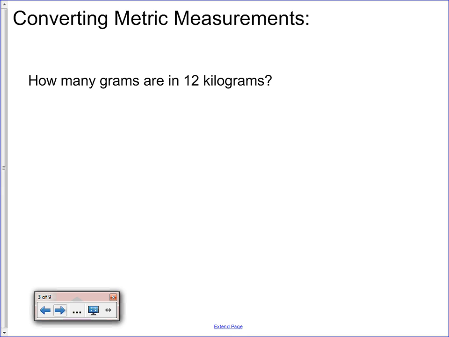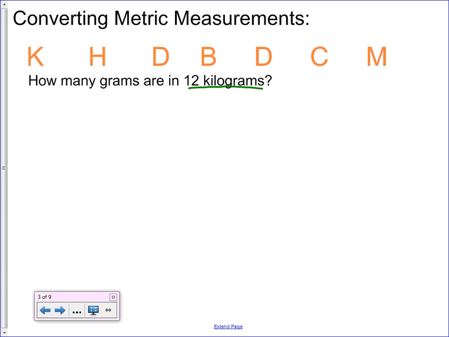Converting the metric system. My first question asks me, how many grams are there in 12 kilograms? And the first thing that I want to do is write out my King Henry died by drinking chocolate milk so that I know where I am going to convert to. So it says here that I have 12 kilograms.